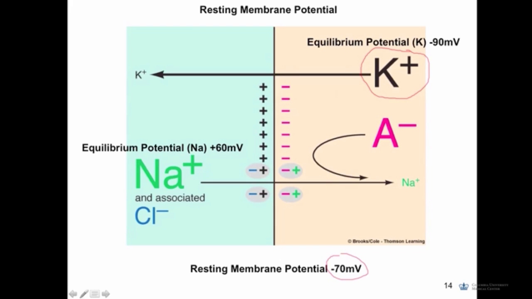So the membrane potential of a cell is determined by the ions present and their individual equilibrium potentials, and it's also determined by the relative permeabilities of the membrane to each ion. And since the cell at rest is more permeable to potassium, the resting membrane potential is closer to potassium's equilibrium potential.